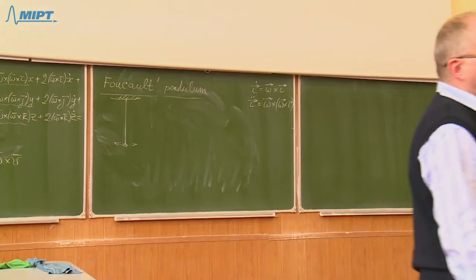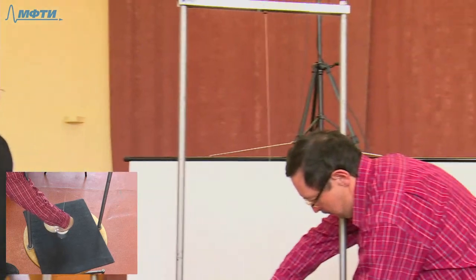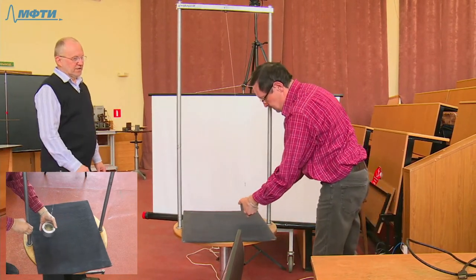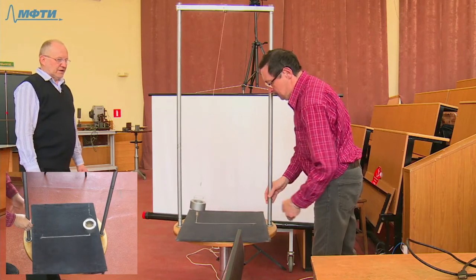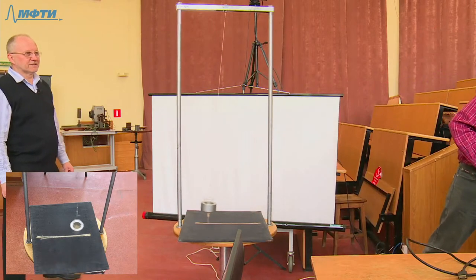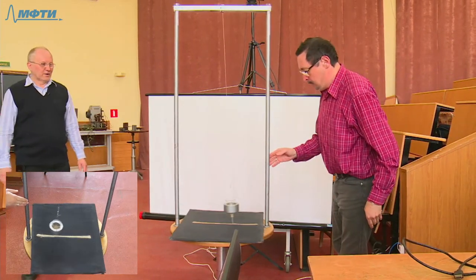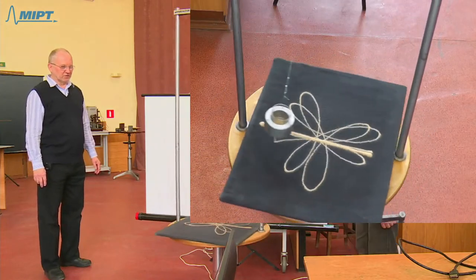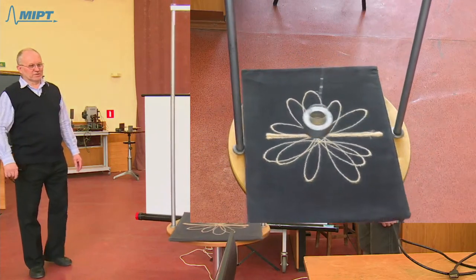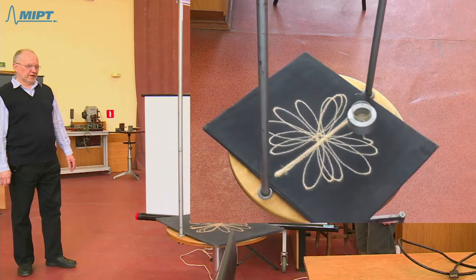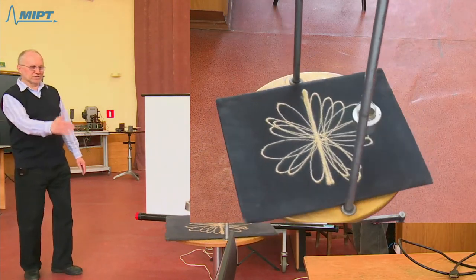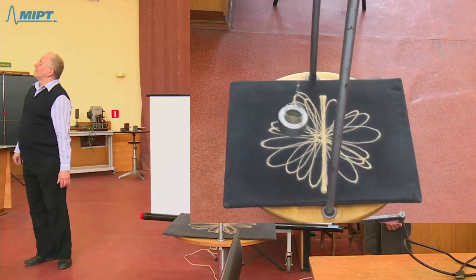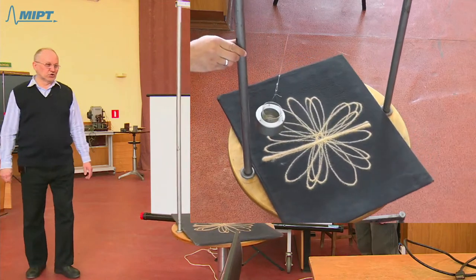So we have a model of Foucault pendulum, a body hanging on a thread. It may oscillate if we start such oscillations. And if we rotate the table, that will be the imitation of rotation of our planet Earth. So the rotating table somehow imitates the Earth rotation. And you see that the plane of oscillations remains constant, but with respect to the rotating reference frame, the plane is turning.